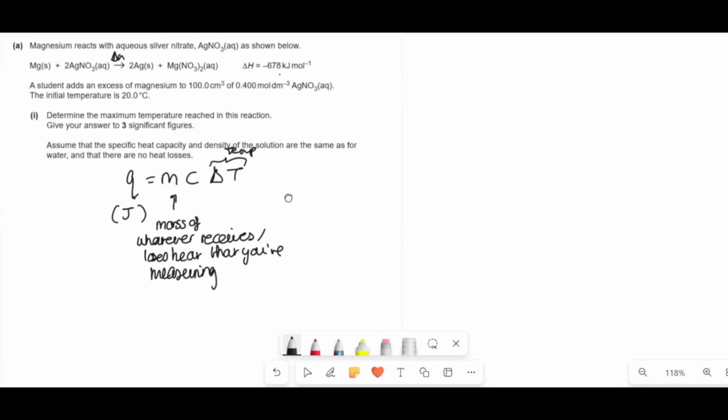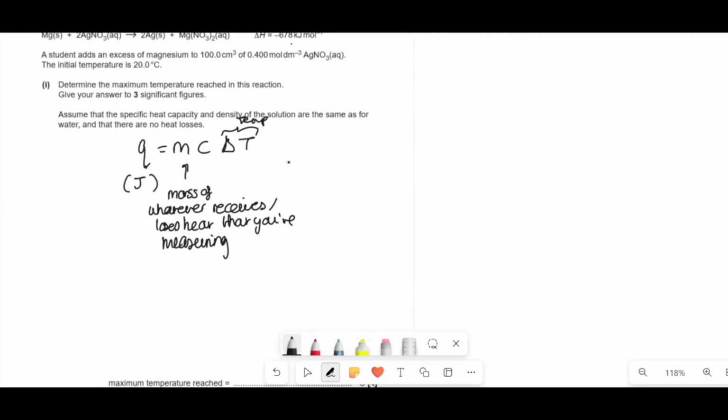So here you need to think, what's actually having the temperature measured and changing? They're measuring the temperature of this reaction mixture. So here, m is going to be the mass of the reaction mixture, not the mass of any of these things, if that makes sense. They've told you that the specific heat capacity and density of the solution are the same as water. Specific heat capacity, sorry, I should have said, is the amount of energy needed to raise this by 1 degree per gram or per kilogram, depends what it is. So the specific heat capacity of water is 4.18. They've told you that the density of this is the same as water.